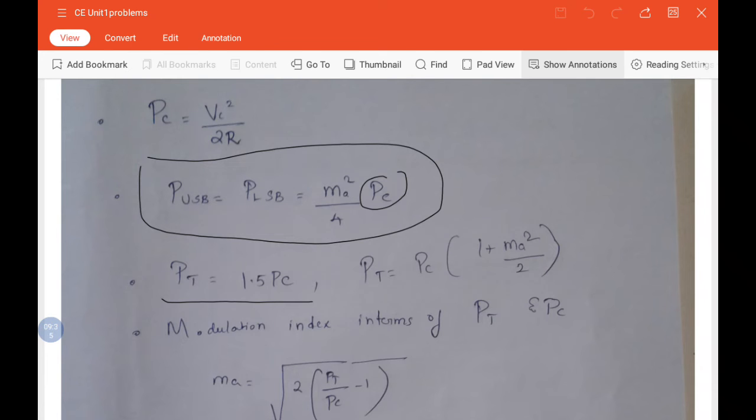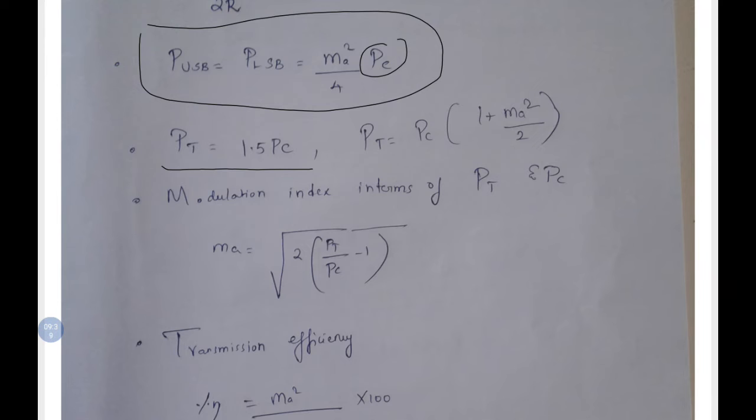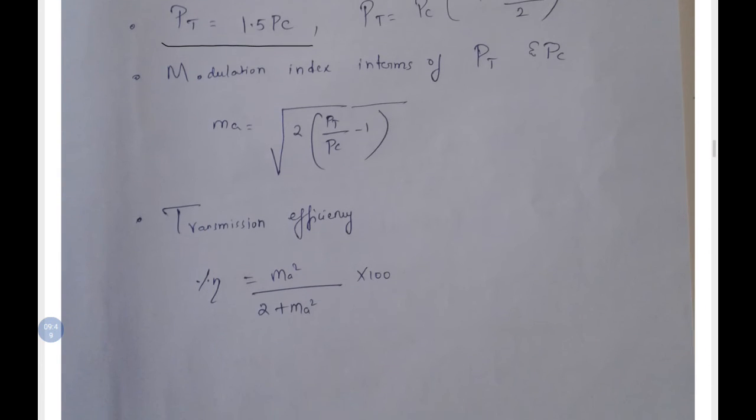And then the next one is the modulation index in terms of PT and PC. If the total power and carrier power are given, then you can calculate the modulation index as the square root of 2 into PT by PC minus 1. And finally another important formula is the transmission efficiency. The percentage of efficiency is calculated as MA square by 2 plus MA square into 100.